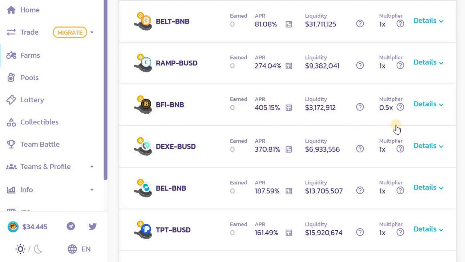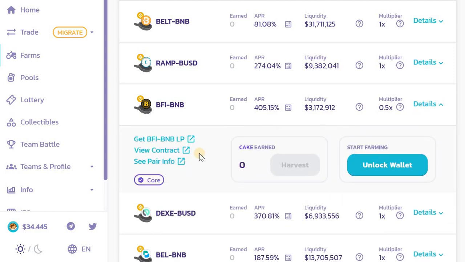We would have to go to details. Now this is details right here. When you click on this, you can see that this is a BFI BNB farm. That means when you want to farm, you should have BFI and you should have BNB. You would have to farm using these two tokens to provide liquidity in the farming pool. So this is what you are going to do when you want to start farming.